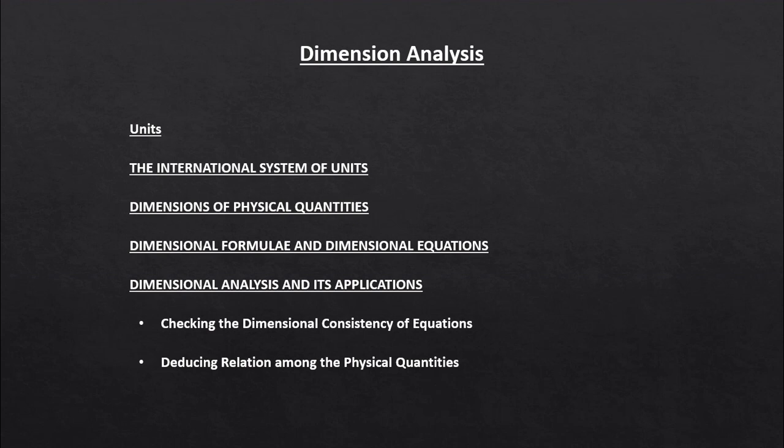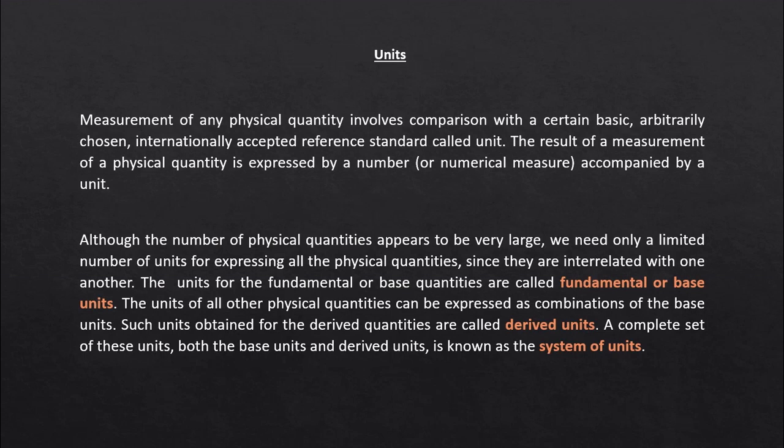So let's see what the units are. In the real world, we want to compare one thing to other things. So the measurement of any physical quantity involves the comparison with a certain basic arbitrarily chosen internationally accepted reference, which is called standard unit. The result of a measurement of a physical quantity is expressed by a number accompanied by the units.